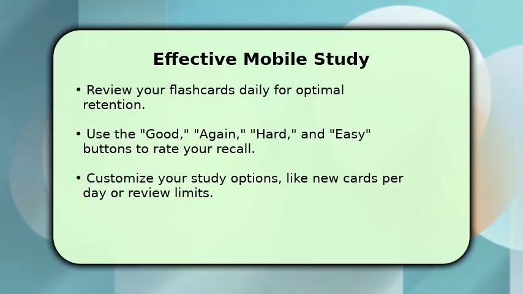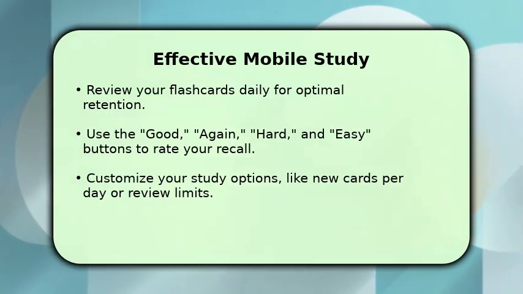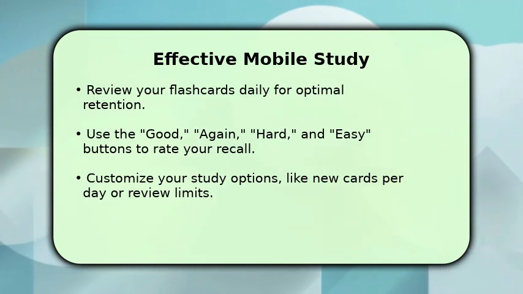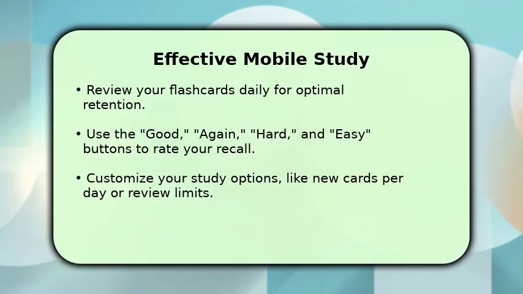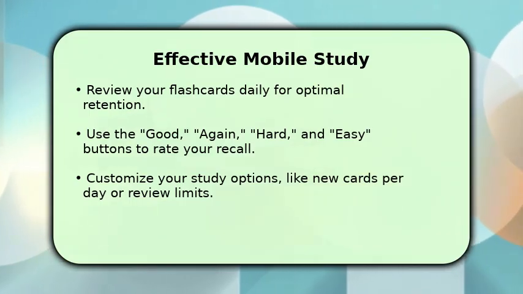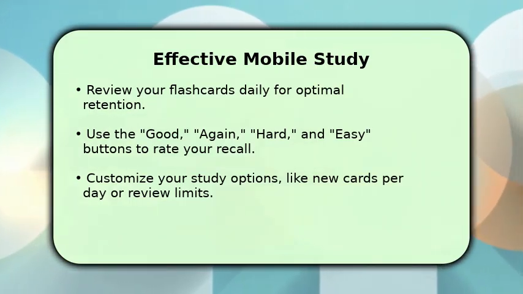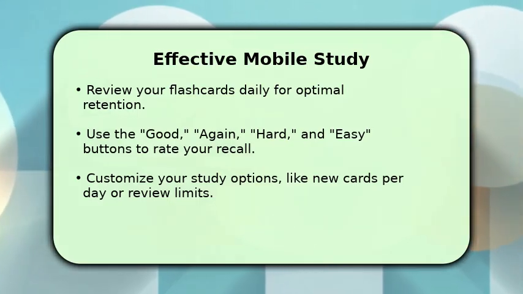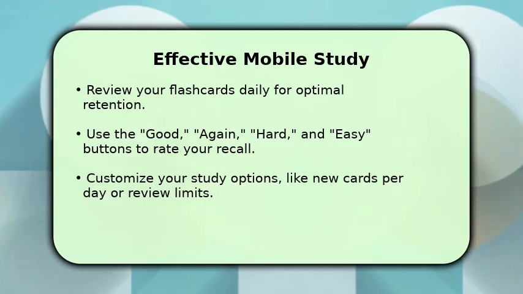Studying on Anki Mobile is straightforward. Simply open a deck and begin reviewing your cards. After revealing the answer, you will rate your recall using the Again, Hard, Good, or Easy buttons. This feedback tells Anki when to show you the card next, optimizing your learning. You can also adjust settings like the number of new cards per day or your daily review limit to suit your study pace.